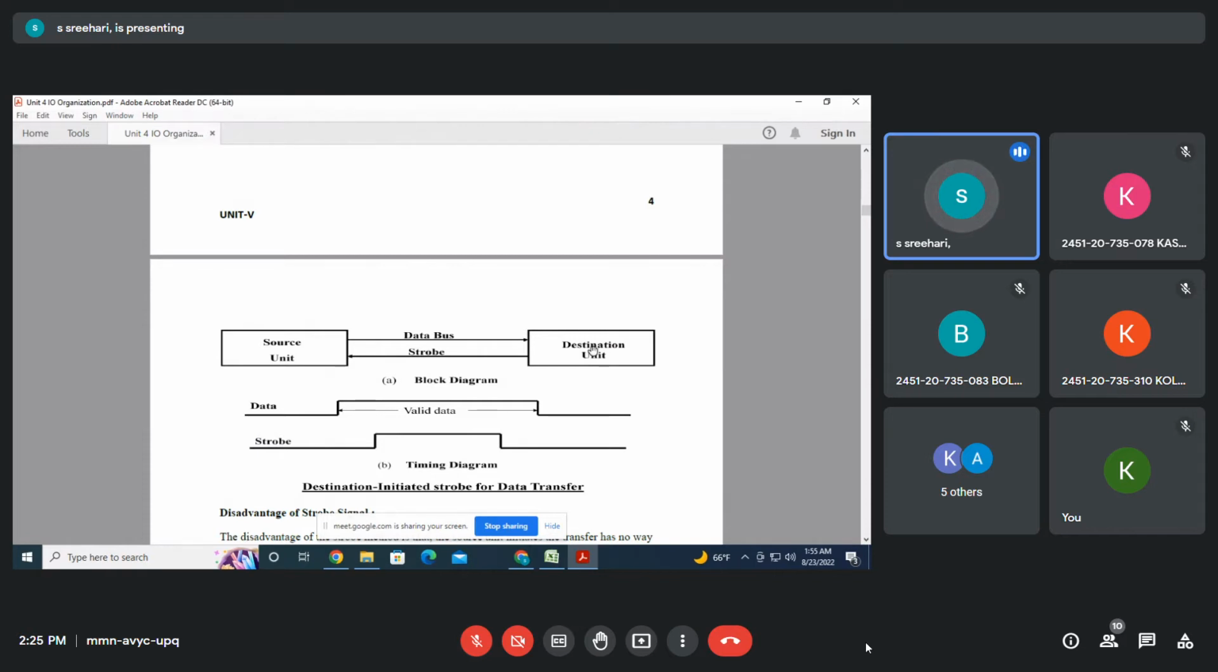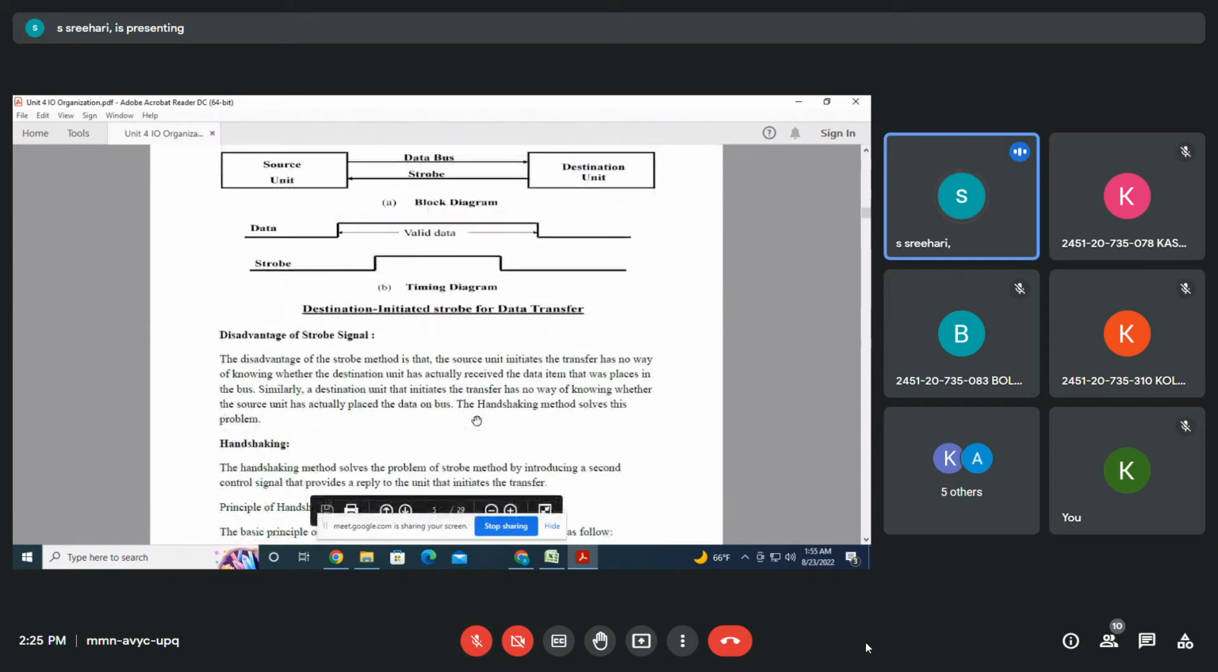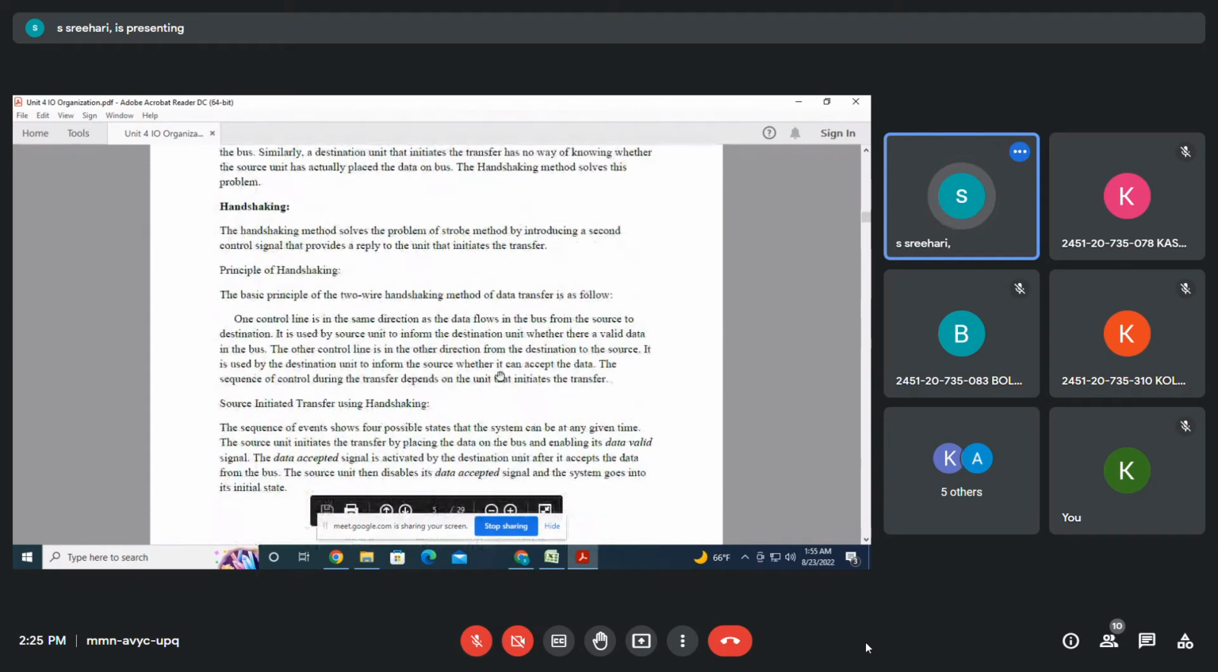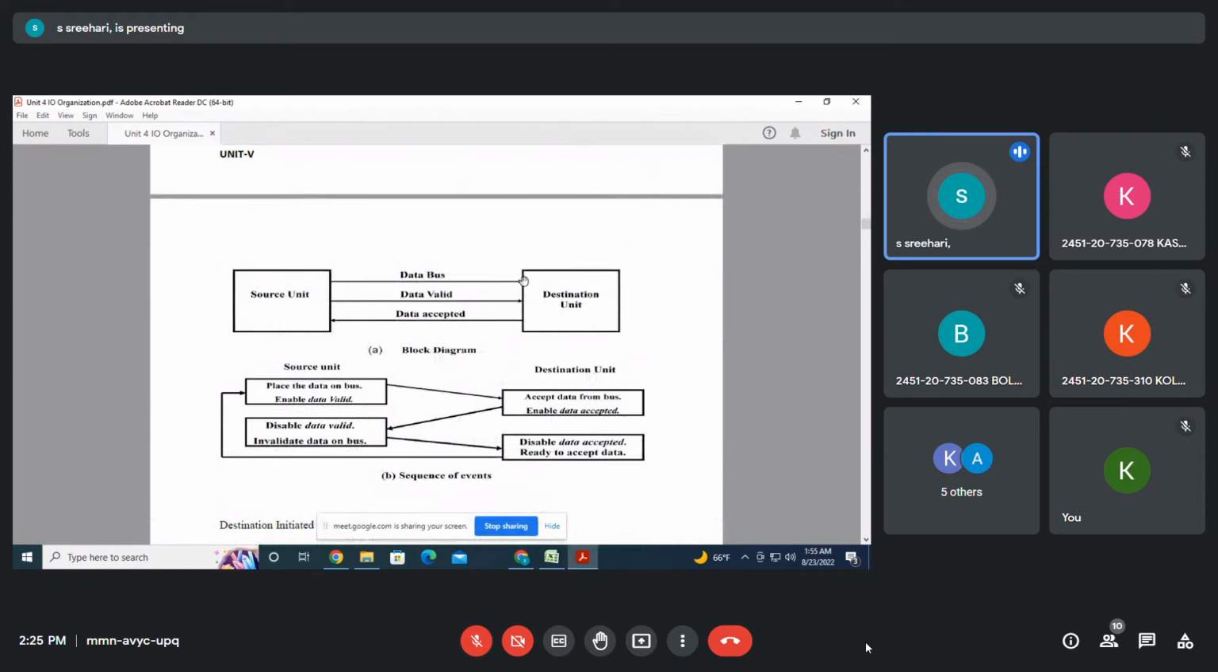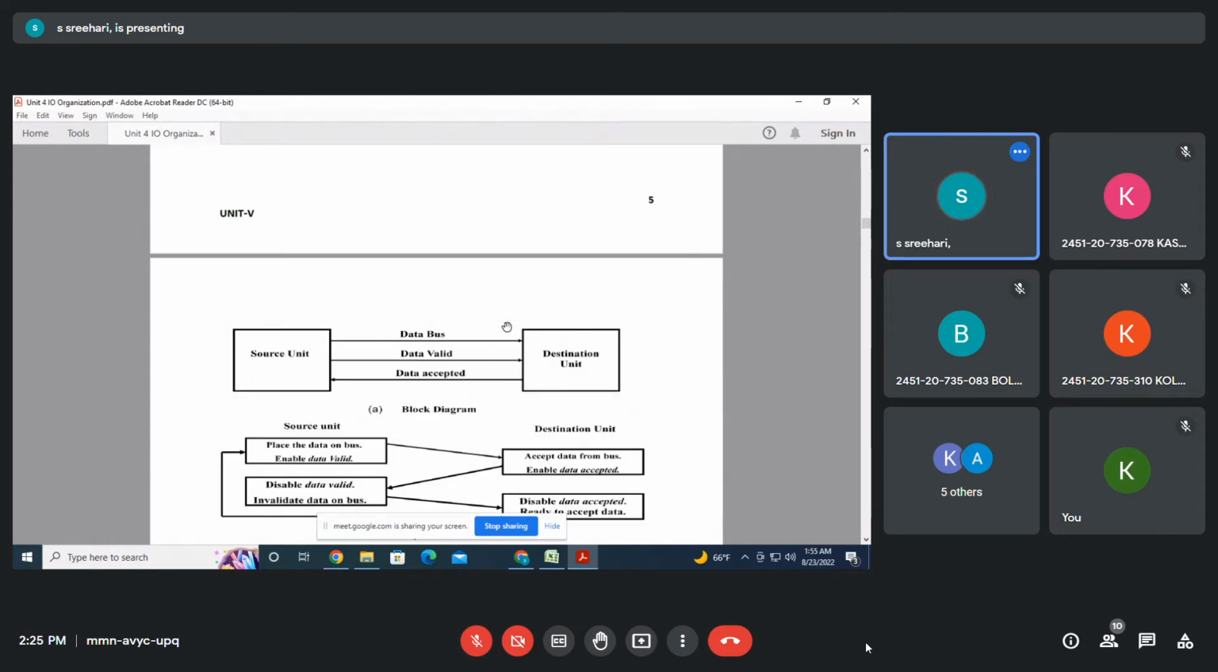Next is the handshaking process. The handshaking process has three control signals: the data bus, data valid, and data accepted. These are the three signals. The data is placed on the data bus, and once the data is placed on the bus, we validate it, so data valid is activated. Then data accepted, which means it was received by the destination unit, is sent by the destination unit. This process of three control signals is called the handshaking process.